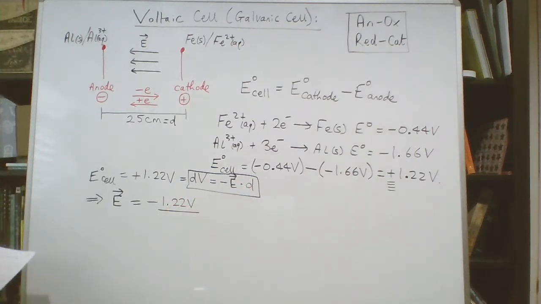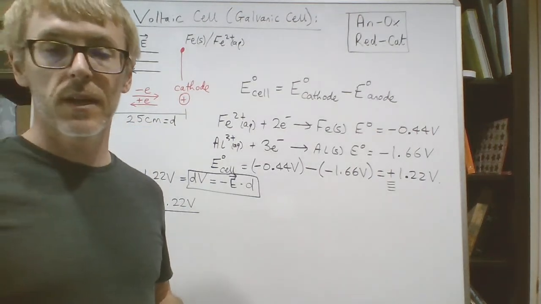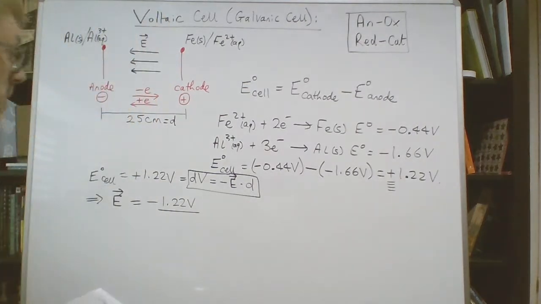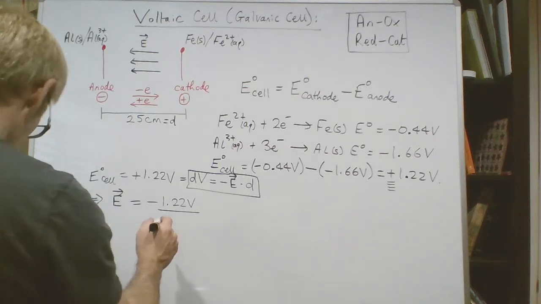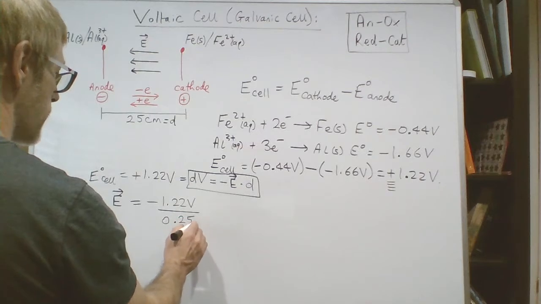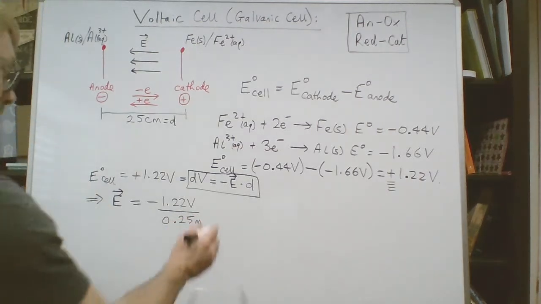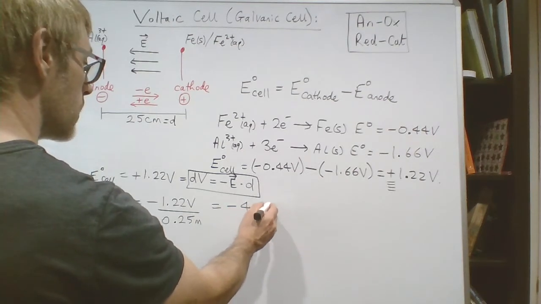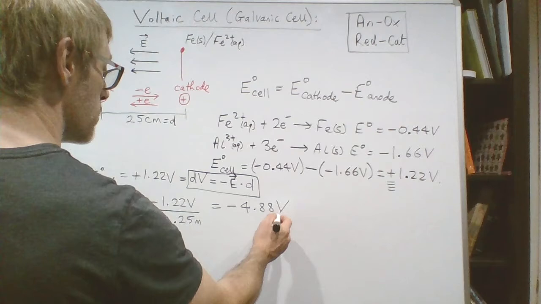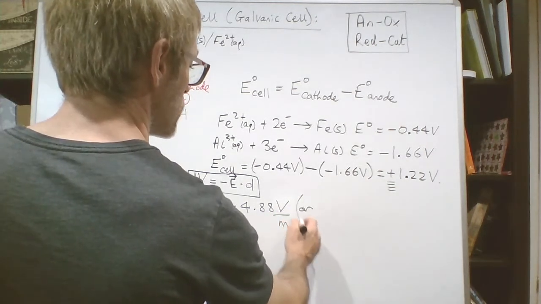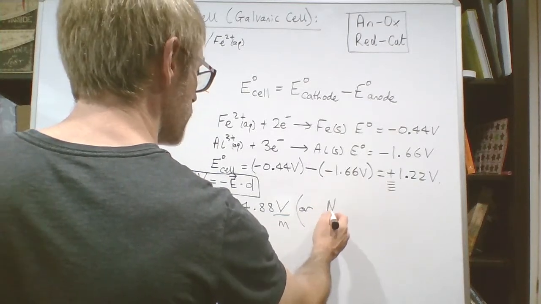And then I bring the D downstairs. Well, the D is 25 centimeters. I need this in units of meter. So to get from centimeter to meter, I just divide by 100. So it's 0.25 meter. And this is equal to negative 4.88 volts per meter. Volts per meter are also known as Newton per Coulomb.